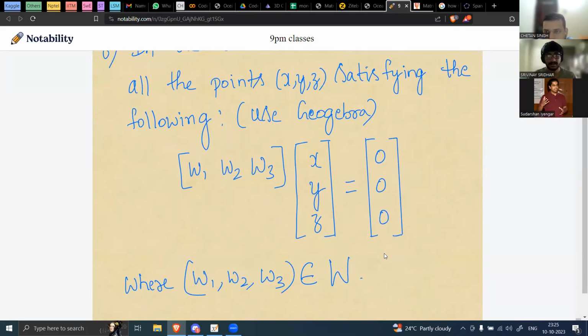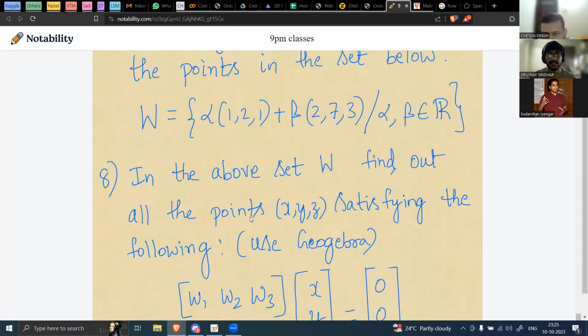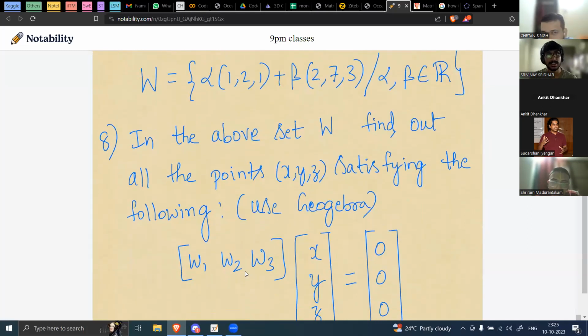Okay, so now W1, W2, W3 are vectors from this set of vectors, right? W1, W2, W3 are coming from capital W. Isn't that a matrix? Oh, actually that becomes a matrix, right, sir?